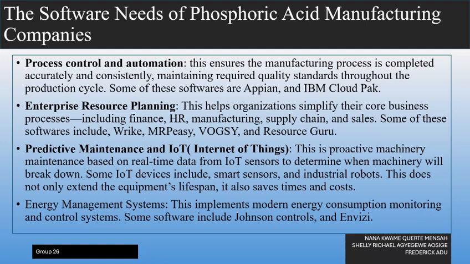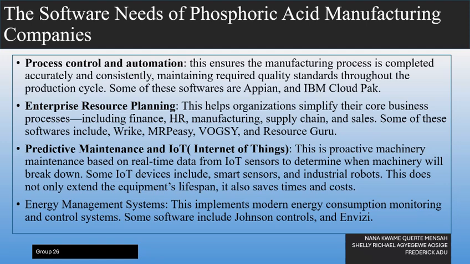Enterprise resource planning. This helps organizations simplify their core business processes, including finance, HR, manufacturing, supply chain, and sales. Some of these softwares include RIKE, MRPC, VOGSY, and Resource Guru. Then we come to predictive maintenance and IoT, Internet of Things.